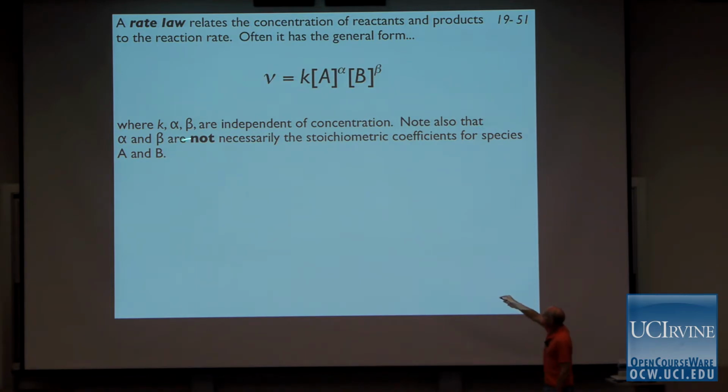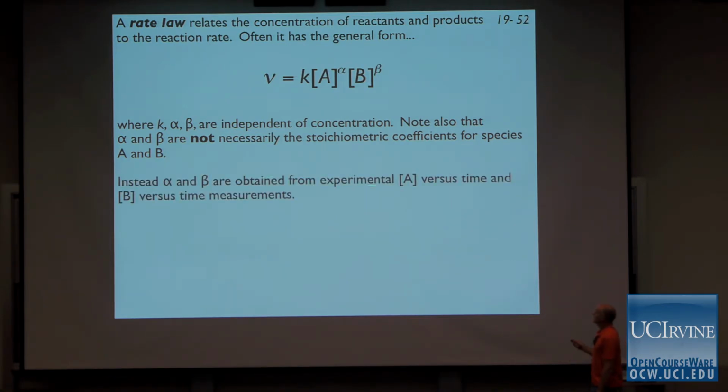Note also that alpha and beta are not necessarily stoichiometric coefficients for species A and B. See how that's alpha and beta? You might think that that's the stoichiometric coefficient on A and that's the stoichiometric coefficient on B. In general, that is not true, unless the reaction you're writing the rate law for is an elementary reaction, and you know that. If you know the reaction is an elementary reaction, then that is the stoichiometric coefficient on A, and that is the stoichiometric coefficient on B. I'll say more about that. But in general, unless you know that, you can't assume that that's true.